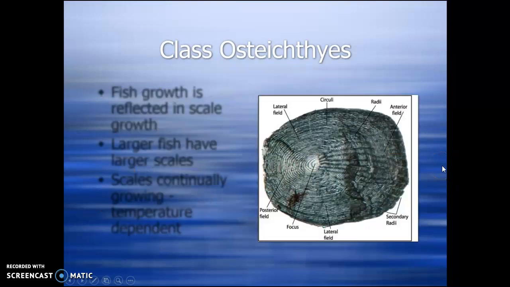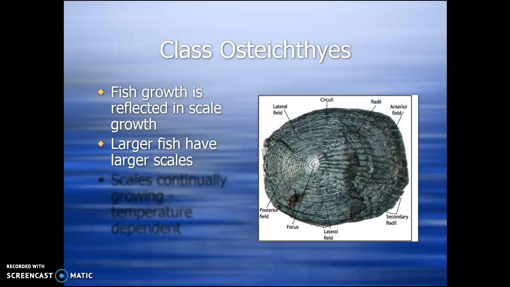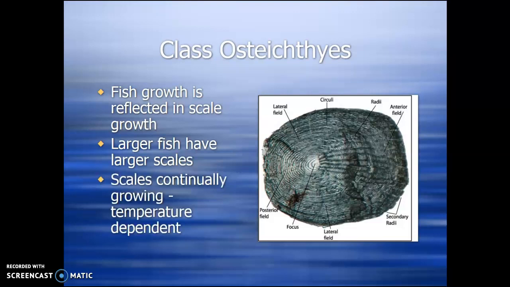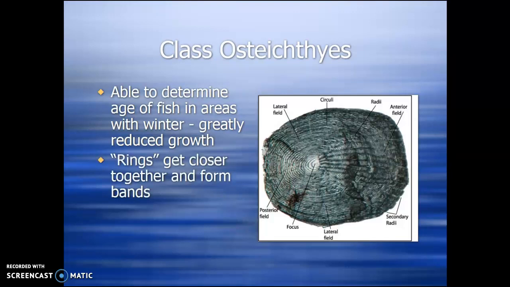Already in the previous slide we saw this same structure, which comes under class Osteichthyes. Fish growth is reflected in scale growth. Already I told you, by seeing the rings in the scales, we can calculate the age of the fish. Larger fish have larger scales. Scales grow continually, depending on temperature. It is possible to determine the age of fish in areas with winter, when growth is greatly reduced. Rings get closer together and form bands. You can see several bands densely arranged with each other.